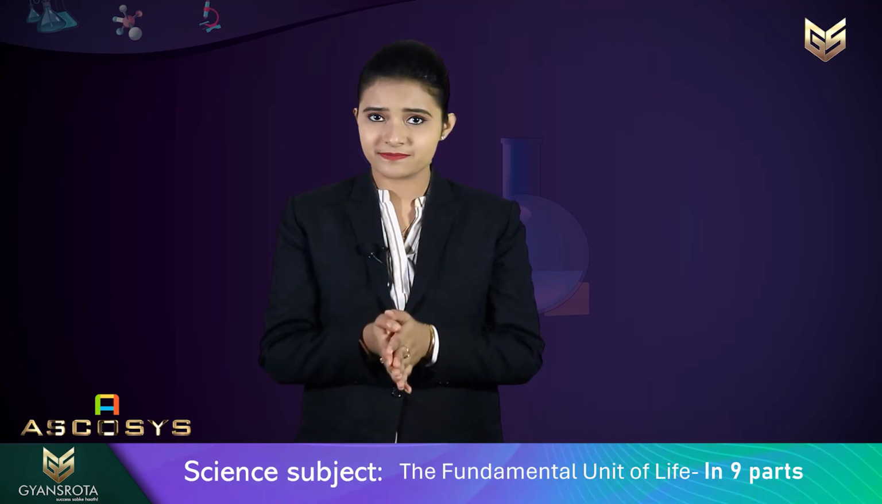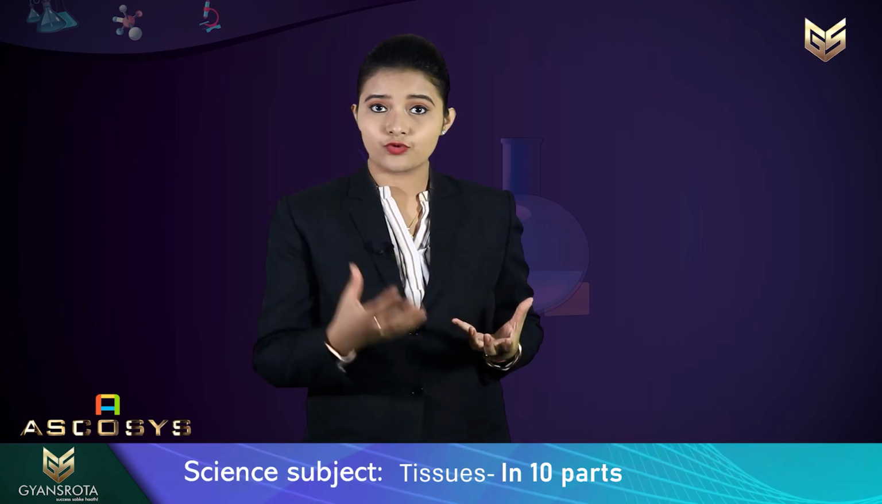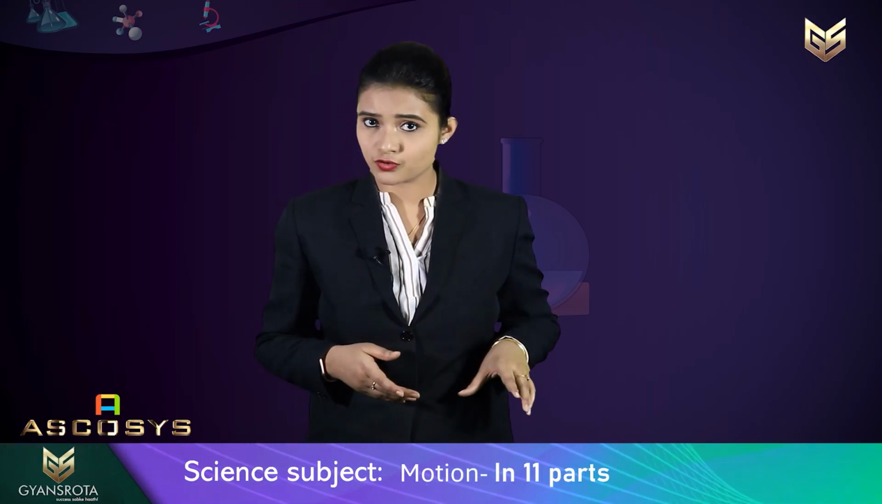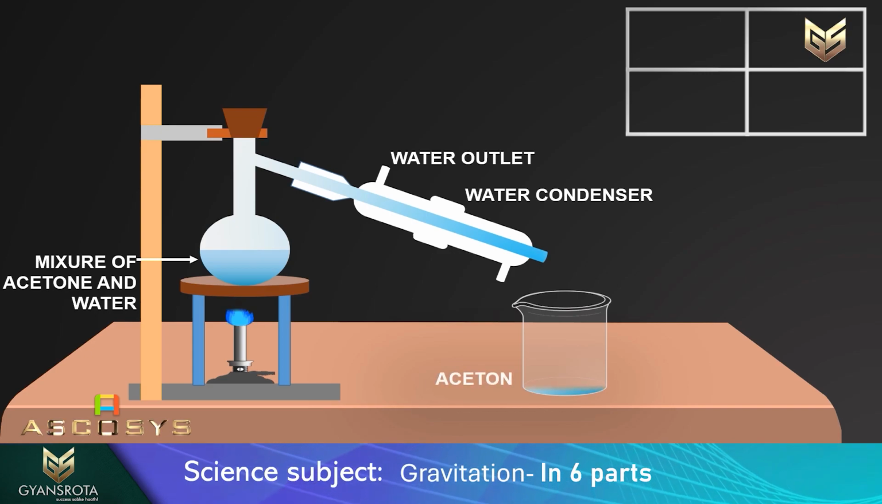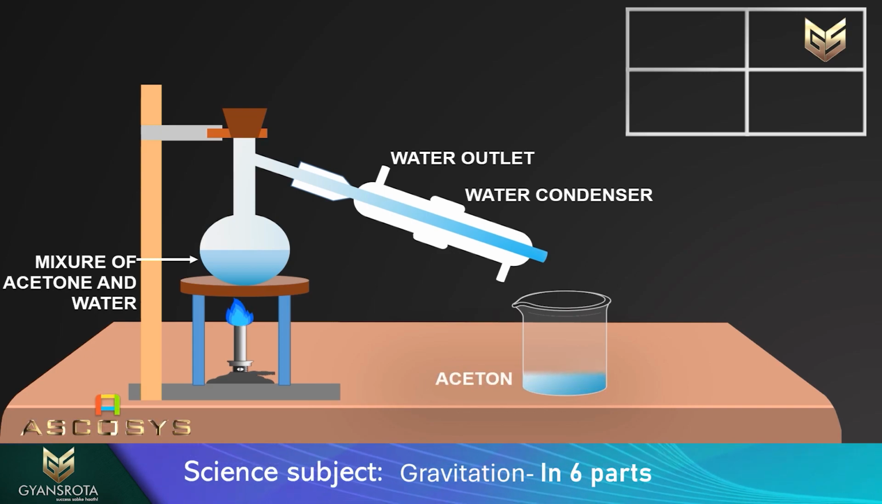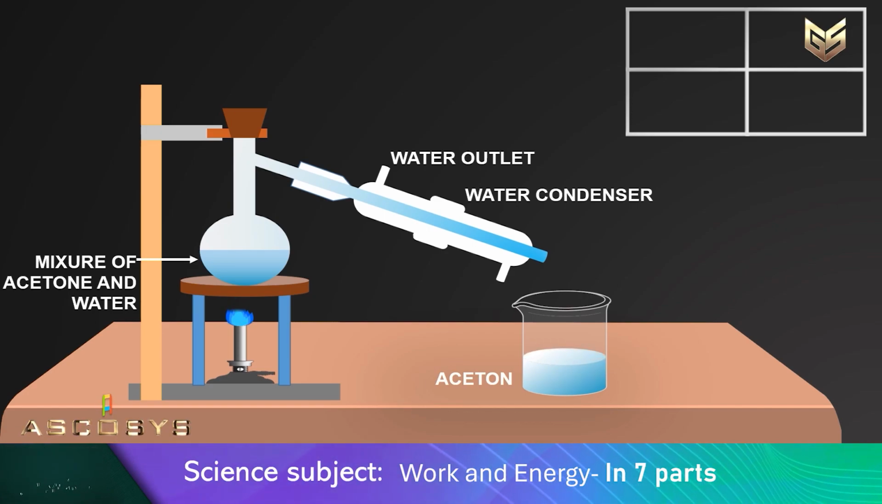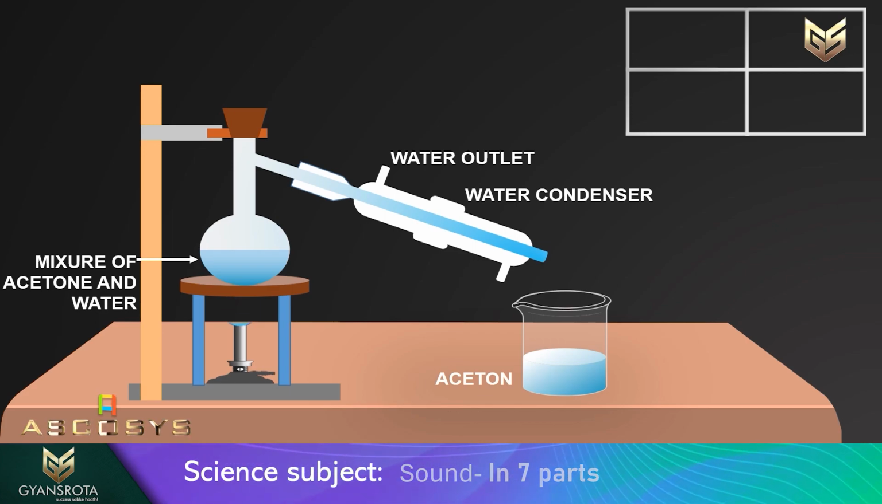So what is the principle behind this technique? See, the mixture of acetone and water have two different boiling points. The boiling point of water is much higher than that of acetone. So when we heat the mixture, first the acetone gets vaporized and then we collect it through the water outlet. So we get the acetone into another beaker. The water remains back in the distillation flask.